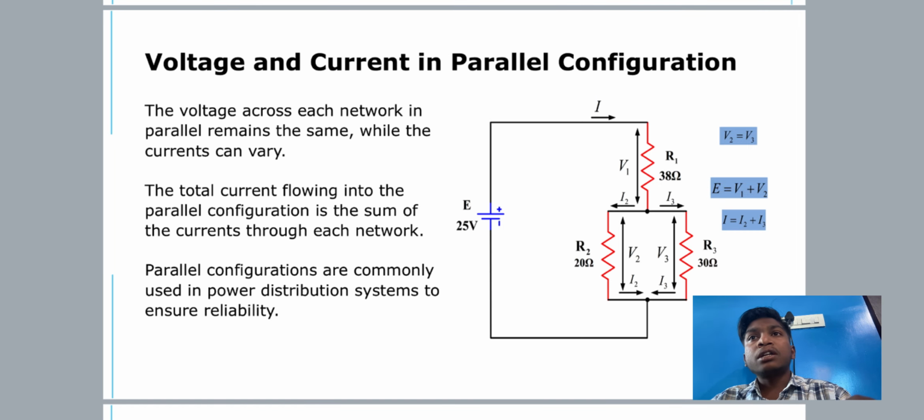And voltage and current in parallel configuration. Here we can observe that the voltage across each network in parallel remains the same, while the current can vary. Then the total current flowing into the parallel configuration is the sum of the currents through each network. Parallel configurations are commonly used in power distribution systems to ensure reliability. Here you can observe that V2 equals V3, E equals V1 plus V2, I equals I2 plus I3.